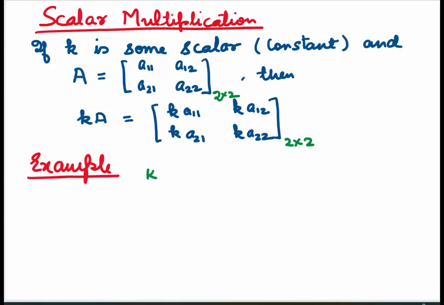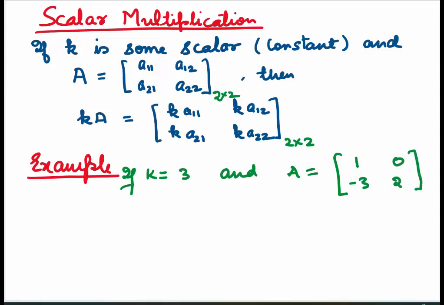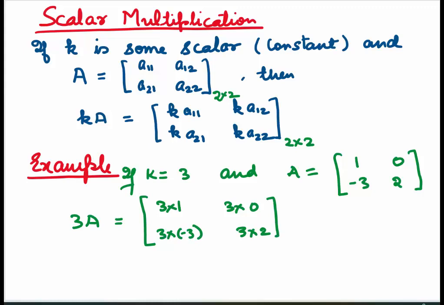Let's take an example. If K is given to be, let's say, 3, and our matrix A is [1, 0; minus 3, 2], then what will be 3 times A? This is what we mean by scalar multiplication. Every element of A will be multiplied by 3. So we will get 3 into 1, 3 into 0, 3 into minus 3, and 3 into 2. Your matrix will again be of order 2 by 2. The resultant matrix is 3, 0, minus 9, 6.